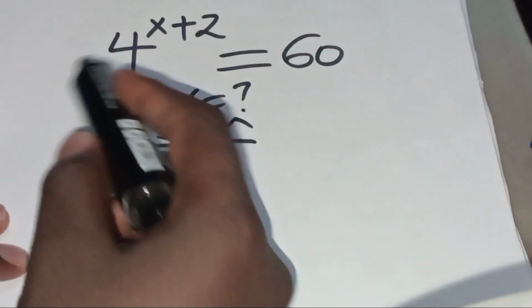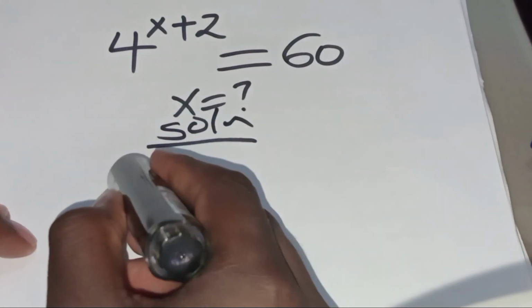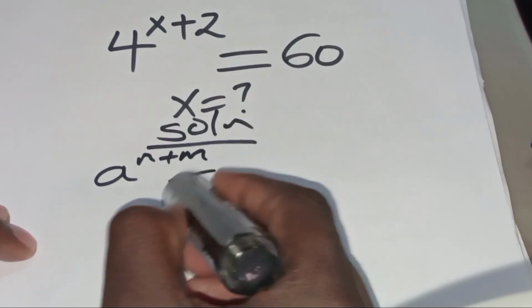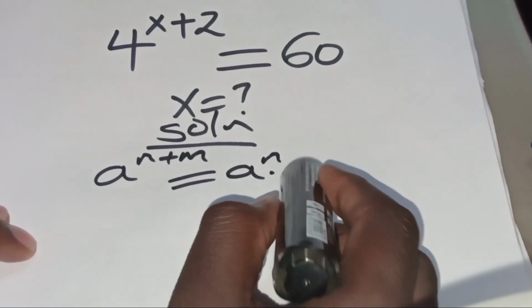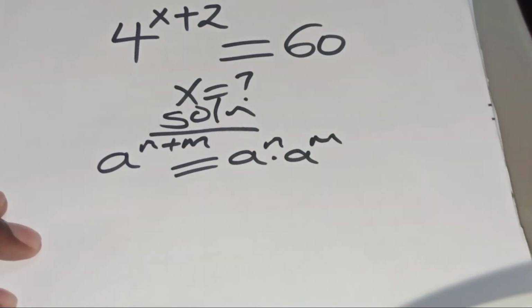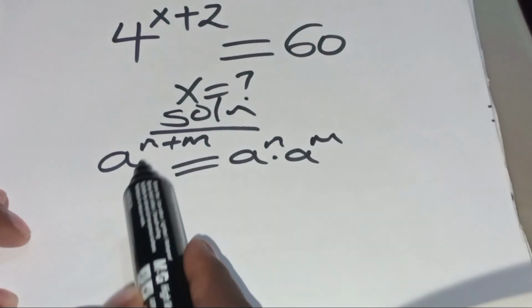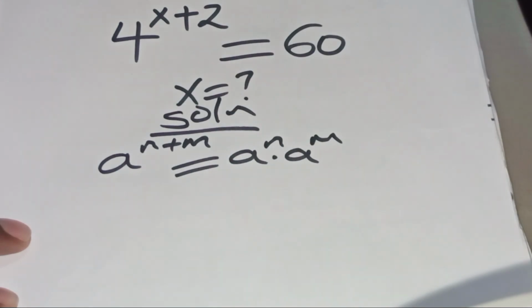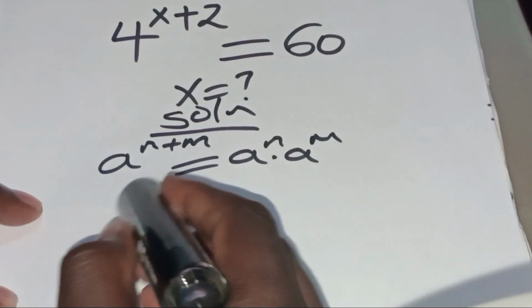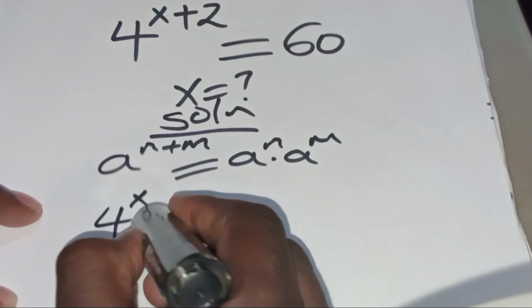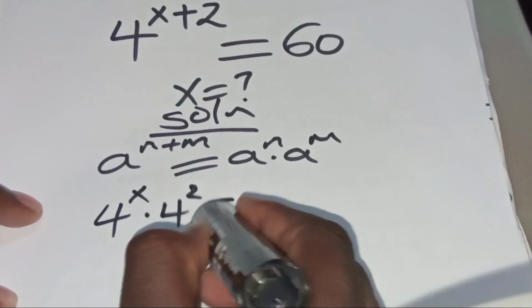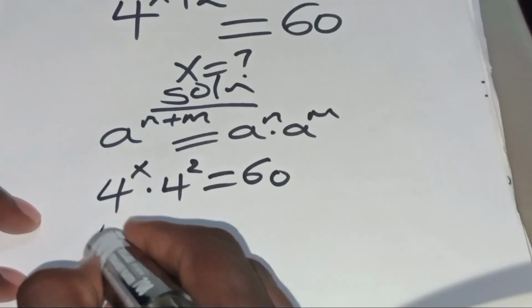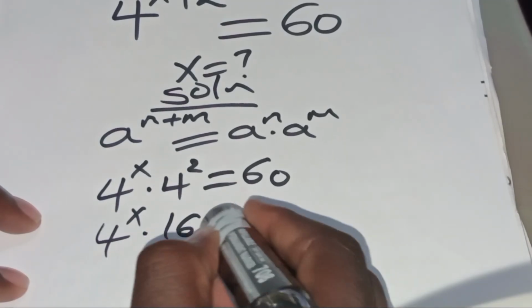Solution: we have that 4 to power x plus 2 is in the form of a to power n plus m, which we can express as a to power n multiplied by a to power m. Now this is the same thing as 4 to power x multiplied by 4 to power 2, which is equal to 60. Now 4 squared is the same thing as 16, okay?